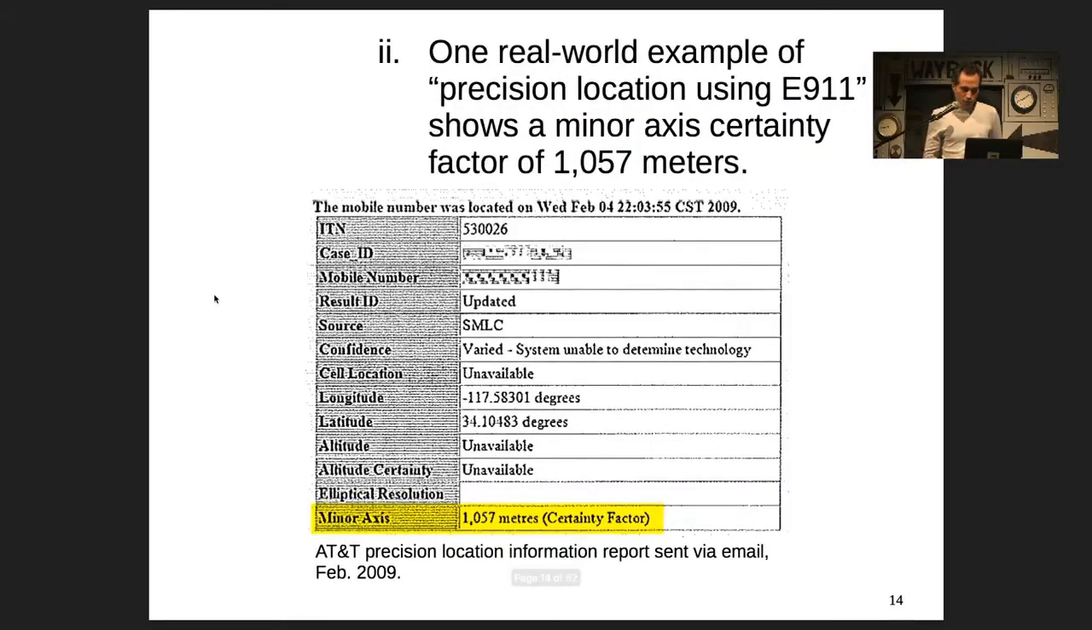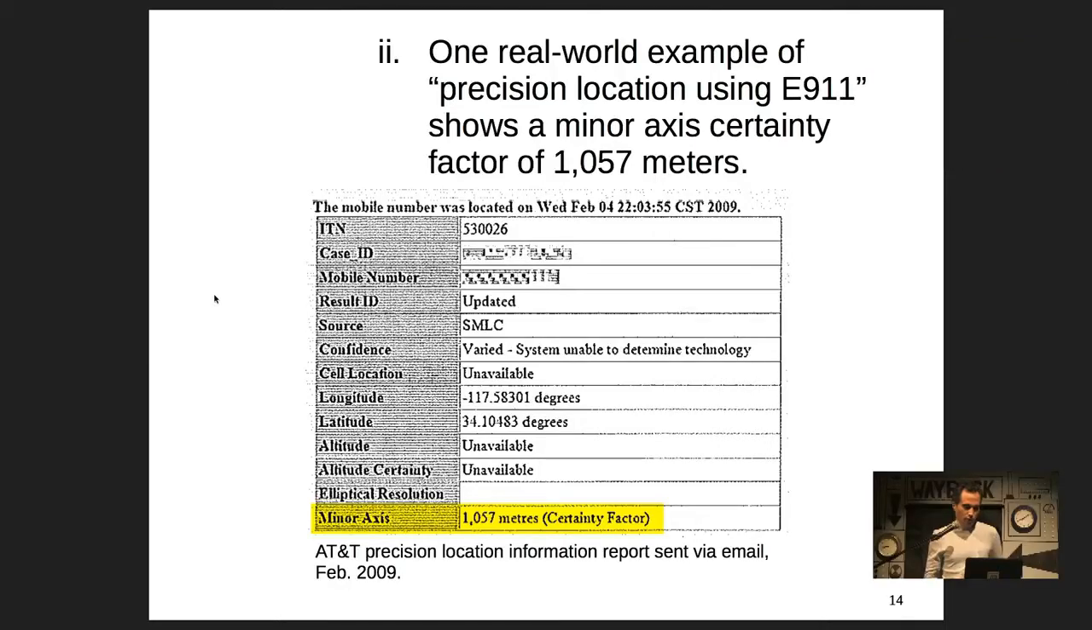But this is a real-world example of AT&T providing information to law enforcement on a real-time cell site or real-time cell phone information order, and it was only as accurate as 1,057 meters of minor axis. So it really doesn't get too precise. It all depends on where the phone is located.